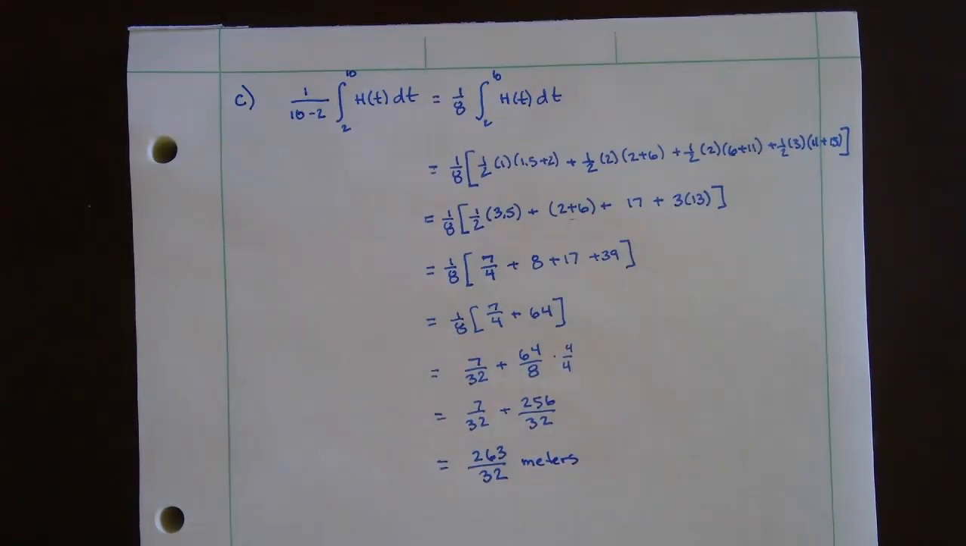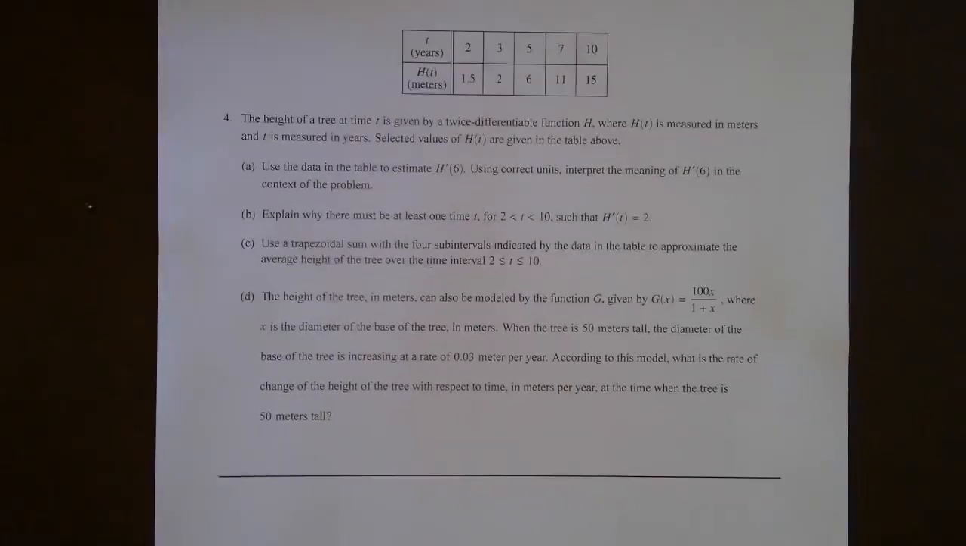Okay, so that's the average height of the tree between years 2 and 10. All right, let's go on to part D. For question 4, what they're asking you for is the rate at which the height of the tree is increasing when the height is 50 meters.